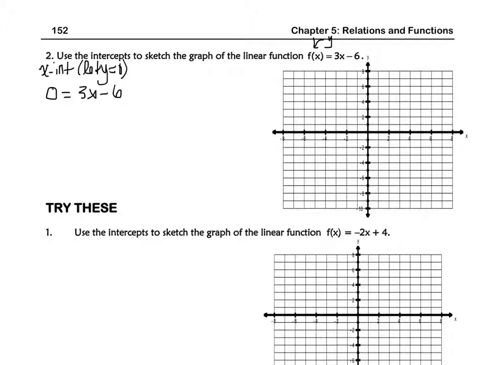So then you've got to get the 3x by itself, so you would add 6 to both sides of the equation, so that'd be 0 plus 6. And when you add 6 to the right side, the negative 6 and 6 cancel, leaving you with just 3x. So then you've got 3x equals 6, and then you want to divide out the 3 so that you get the x by itself.